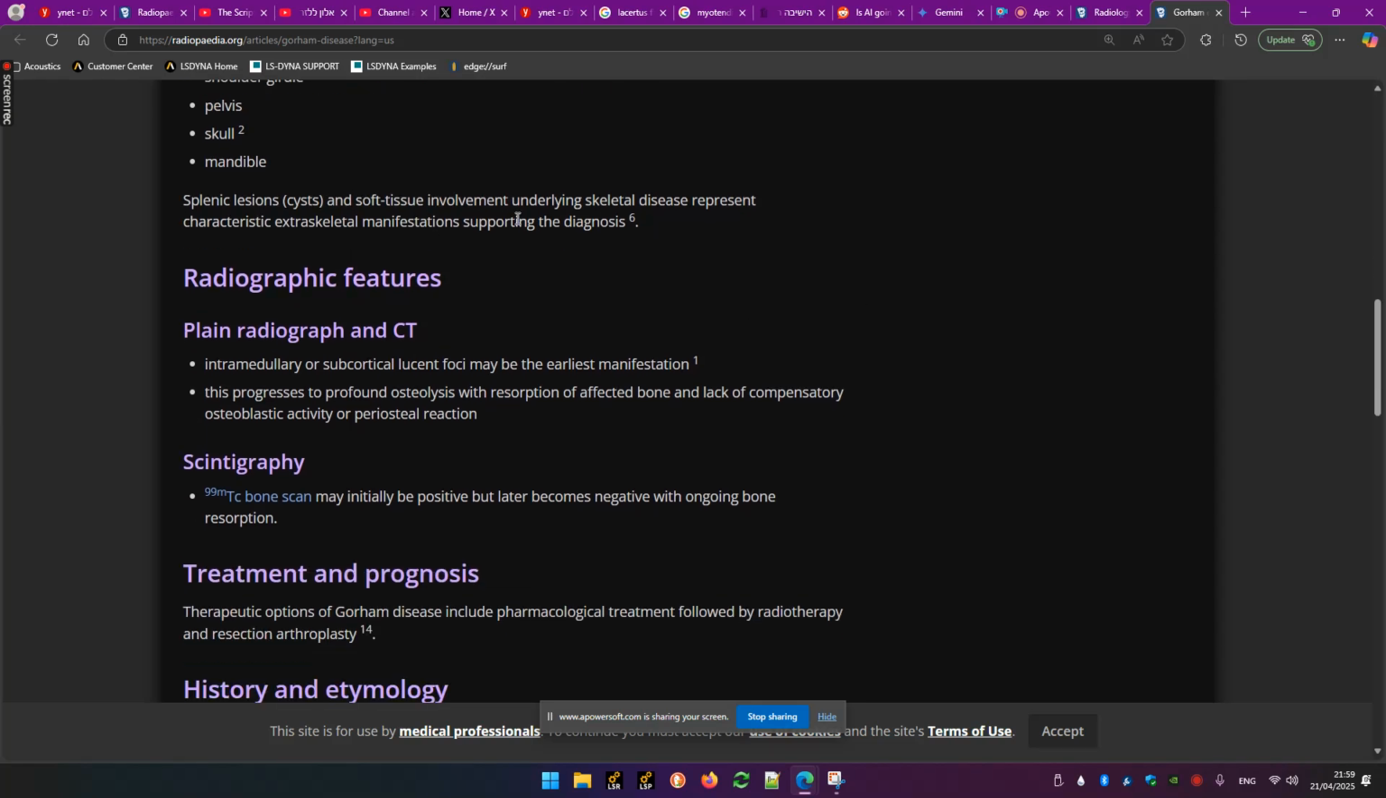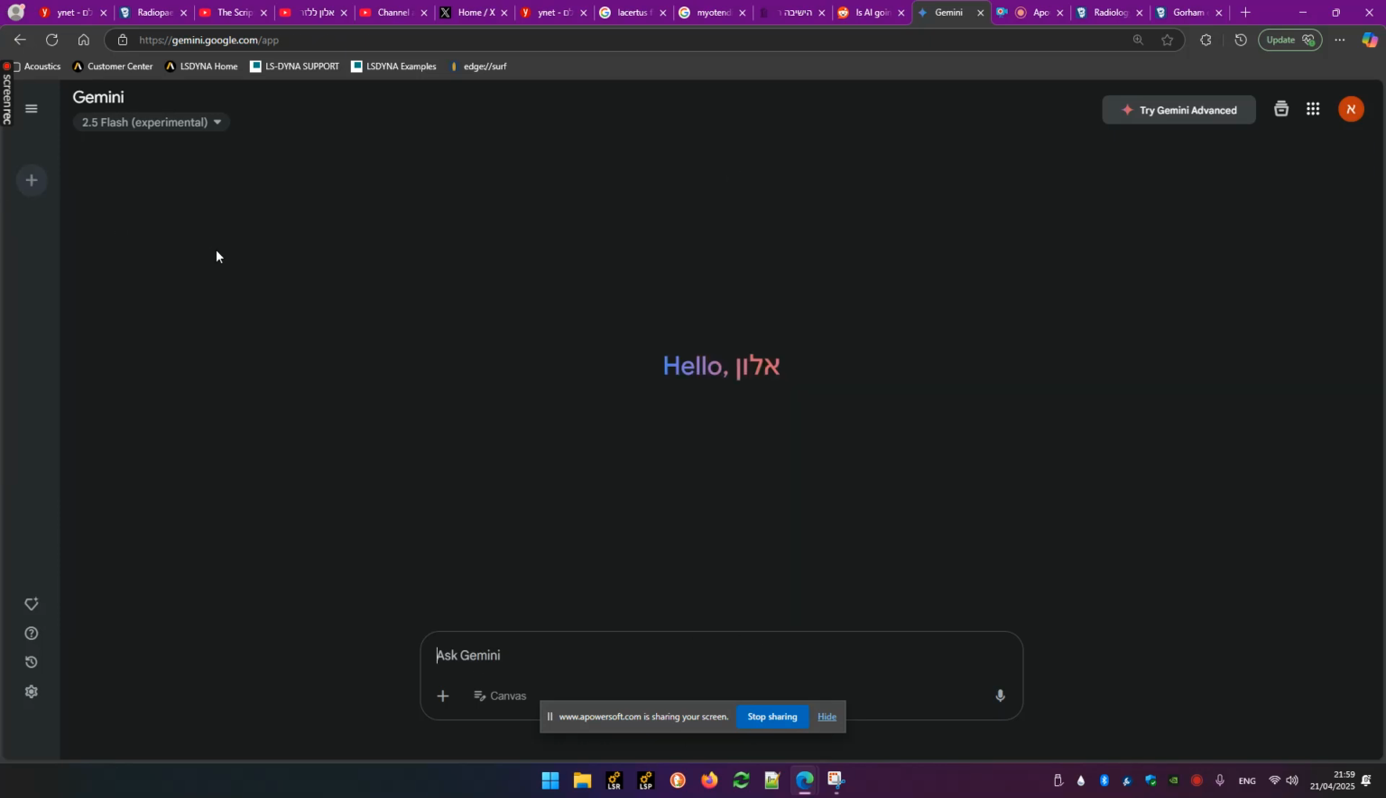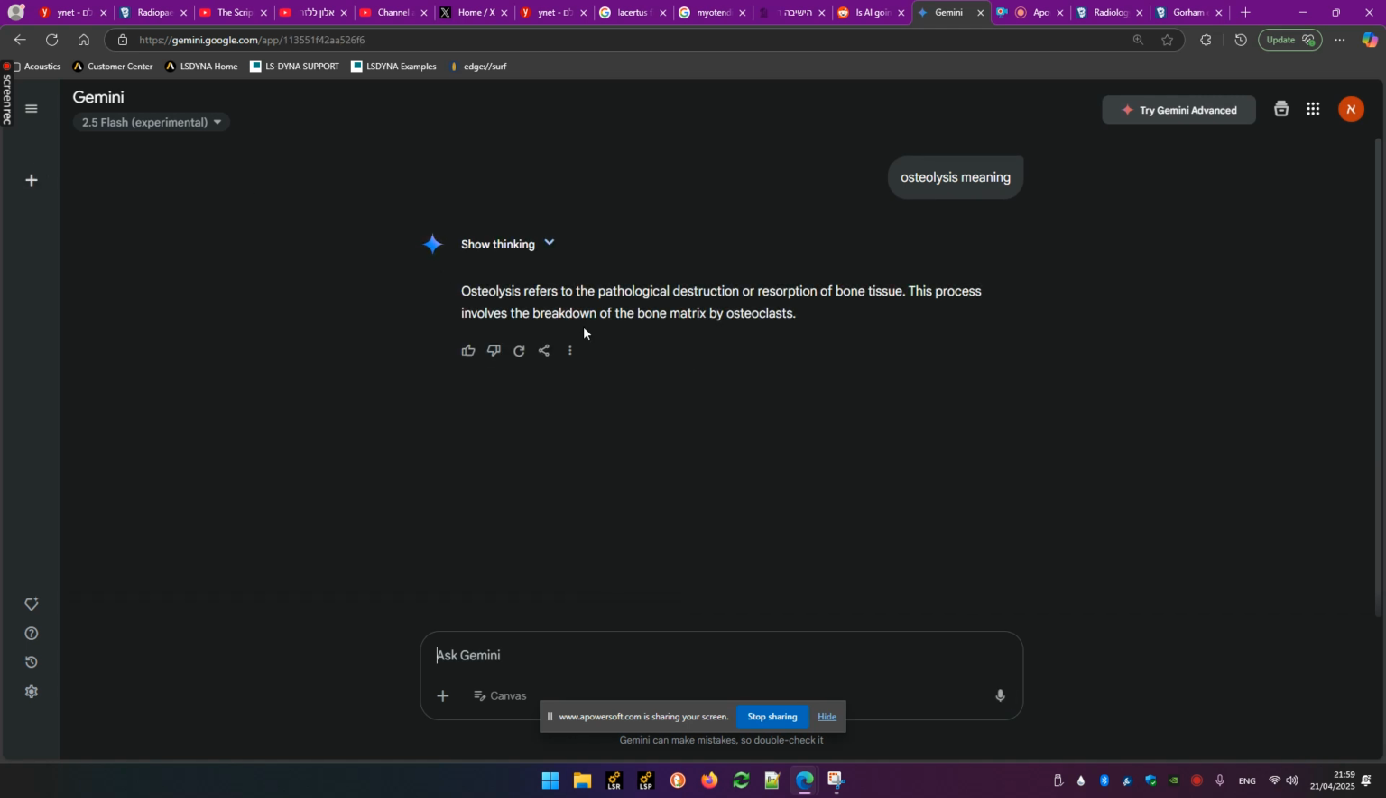Splenic cyst and soft tissue involvement underlying skeletal disease represent characteristic extraskeletal manifestations supporting the diagnosis. On plain radiograph and CT, we see intramedullary and subcortical lucent foci, which may be the earliest manifestation. This progresses to profound osteolysis. So osteolysis is probably that there is no bone. If I ask about the meaning of osteolysis, I think that the bone is getting lost.